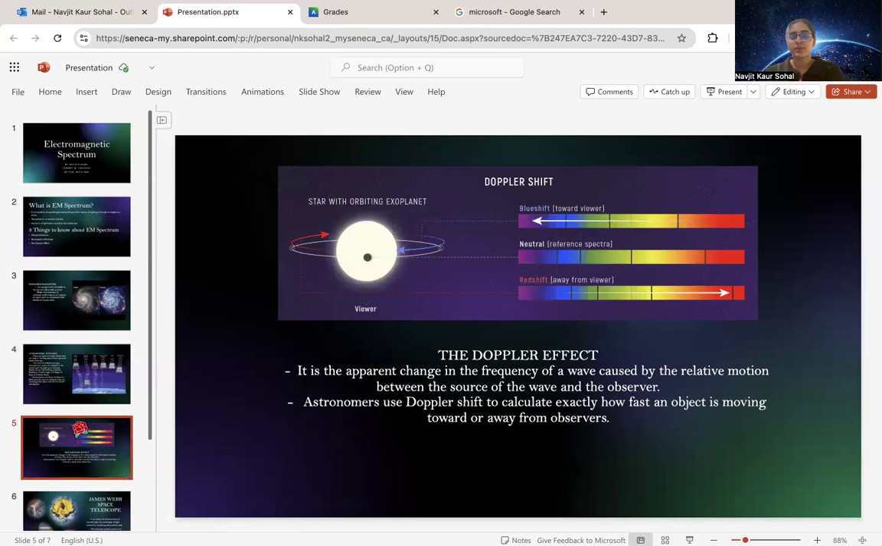Third thing is the Doppler effect. That's the apparent change in the frequency of a wave caused by the relative motion between the source of the wave and the observer. And astronomers use the Doppler shift to calculate exactly how fast an object is moving toward or away from the observer.